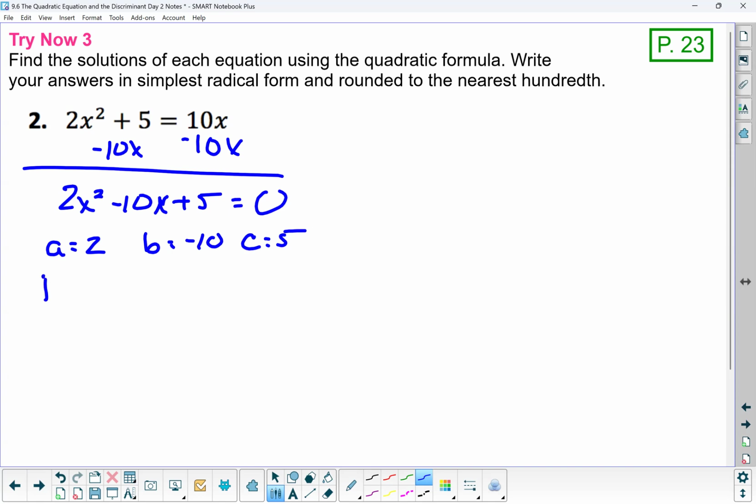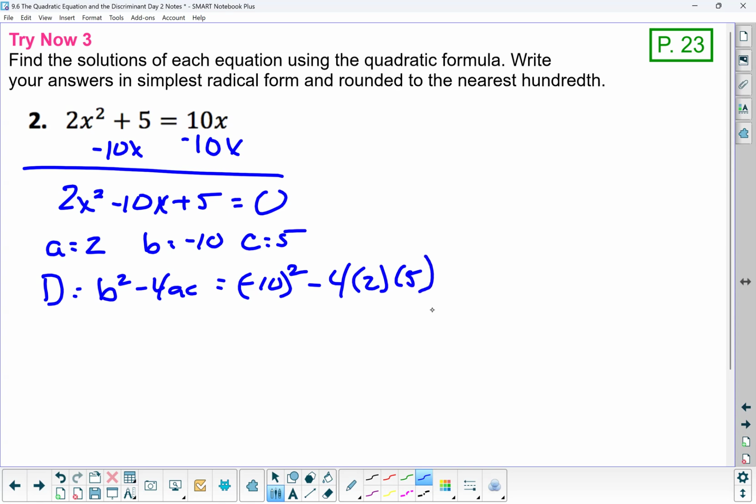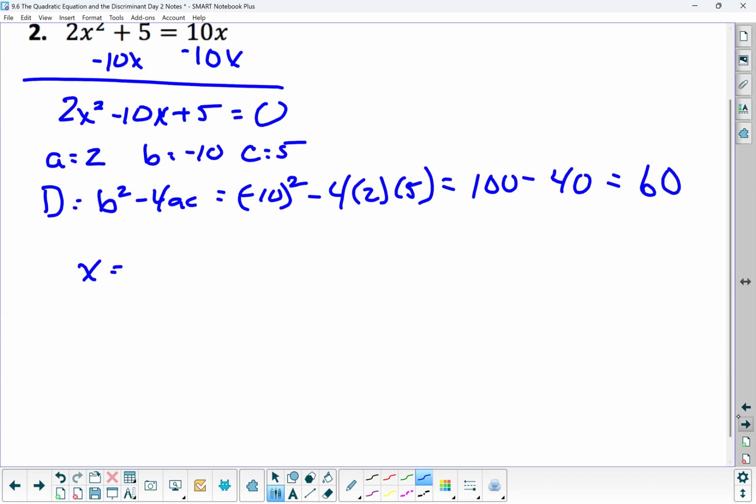Calculate my discriminant. B squared minus 4AC. So negative 10 squared minus 4 times 2 times 5. Negative 10 squared is 100. 4 times 2 is 8 times 5 is 40. 100 minus 40 is 60. We've got two solutions. We can start plugging into the quadratic formula.